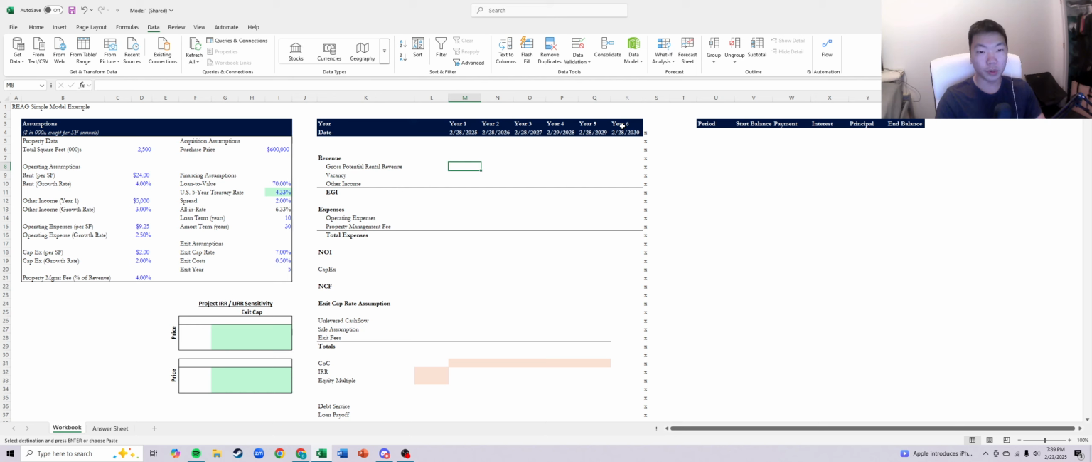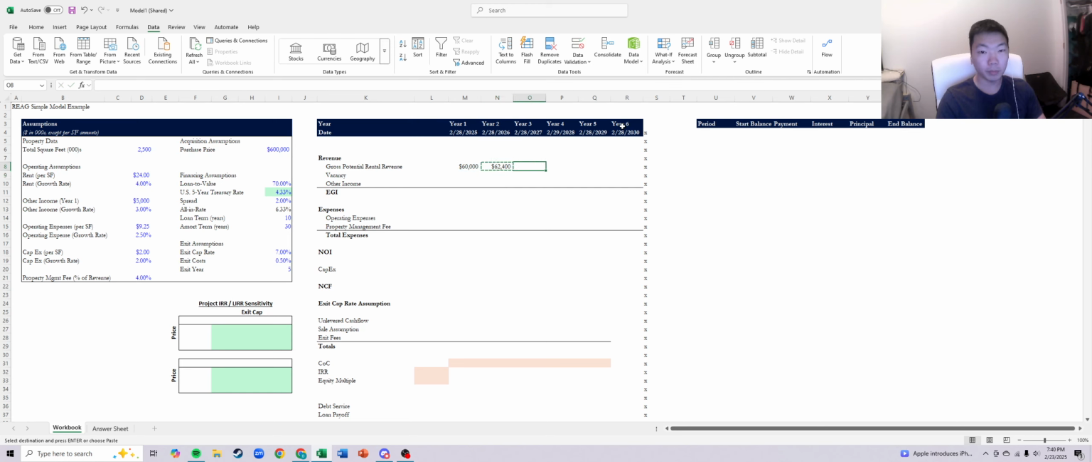Gross potential revenue would be our rent per square foot times our square footage. Okay, and we don't know the actual property's projection, what it will be, but since we have our base year's potential rental income and our growth rate, we can just extrapolate that. The way we're going to do that is we take our previous year, multiply that by 1 plus our growth rate.